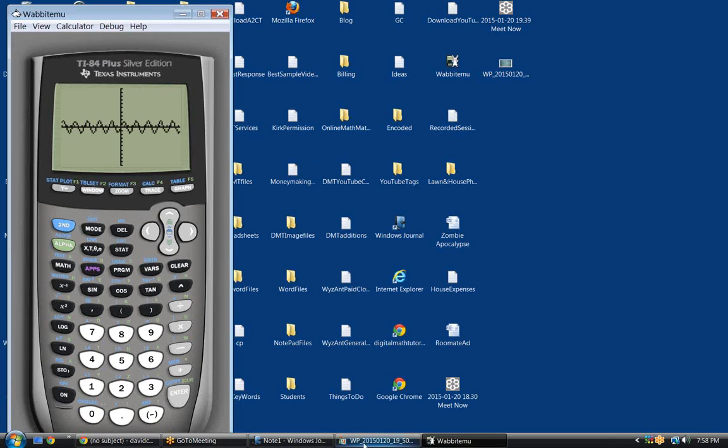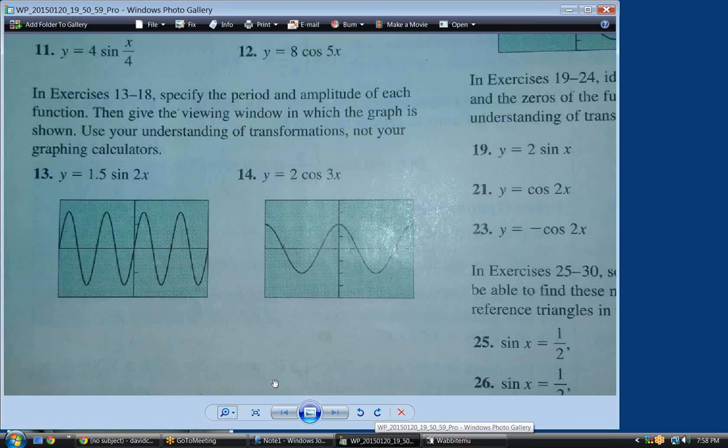Horizontally, in other words, if I want it to look like their picture exactly, what do I want to make my vertical axis be? Minus 2 to 2. Good. What do I want my horizontal axis to be? Remember, that's pi right there. So 2 pi. So minus 2 pi to plus 2 pi.